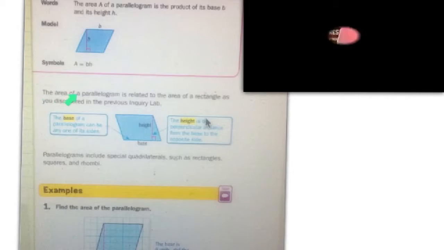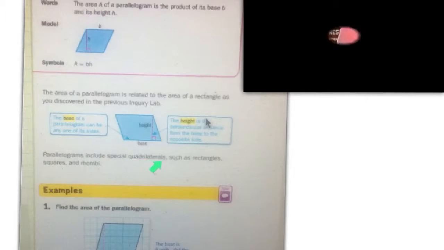The area of a parallelogram is related to the area of a rectangle, as you discovered in the investigation. The base of a parallelogram can be any one of its sides. The height is the perpendicular distance from the base to the opposite side. You will usually see a little line in the parallelogram identified as the height, and you can tell that it's perpendicular because it forms a 90-degree angle with the base.